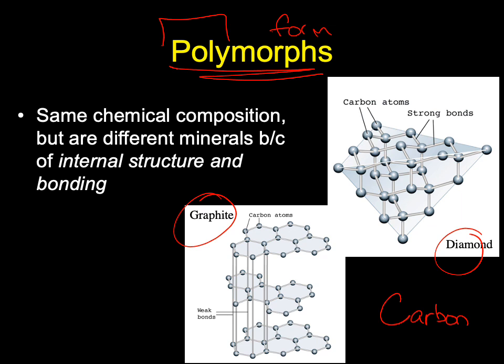But the reason why diamond is much stronger than graphite is because diamond has covalent bonding. All of the different carbon atoms are held together by strong covalent bonds, whereas graphite has very weak bonds between the sheets of carbon atoms, and that's what you can break when you rub your pencil across a piece of paper. So polymorphs can have the same chemical composition, but they are very different minerals with very different properties because they have very different types of internal bonding.